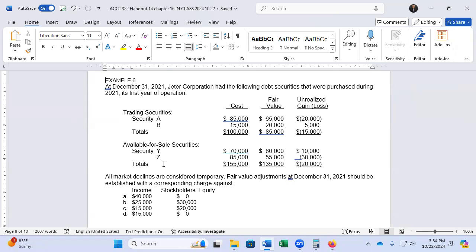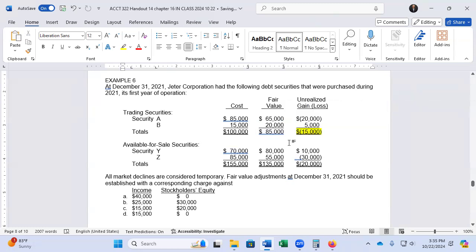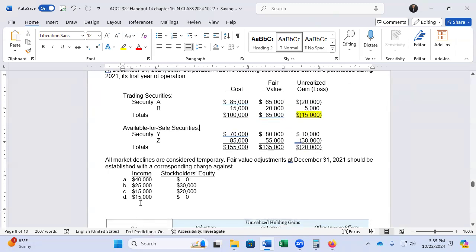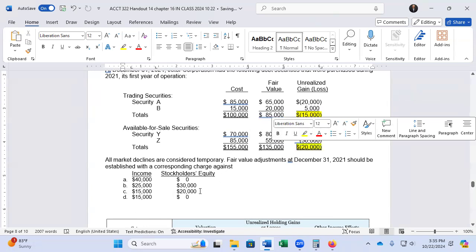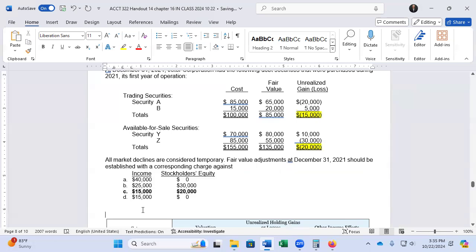So we take a look at them. We have trading securities, 15,000, and then available for sale securities, 20,000. Remember, we can offset the gains and losses. So the two numbers that we want here, 15,000, and with trading securities, it goes through income. And then with stockholders' equity, the 20,000 adjustment that we have to make. And so this entry is C. Any questions there?